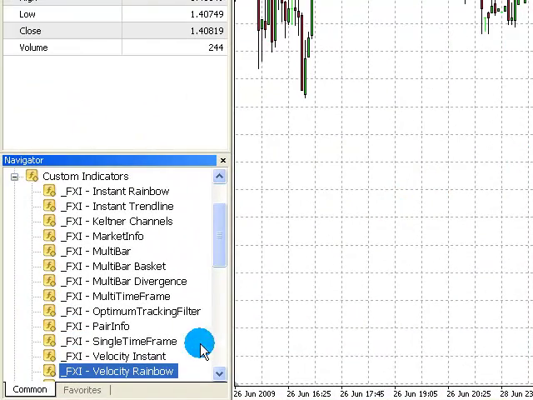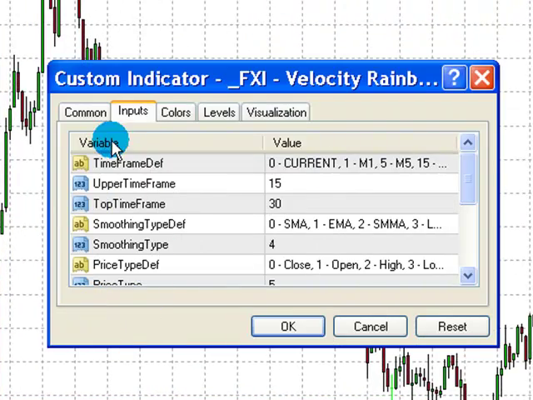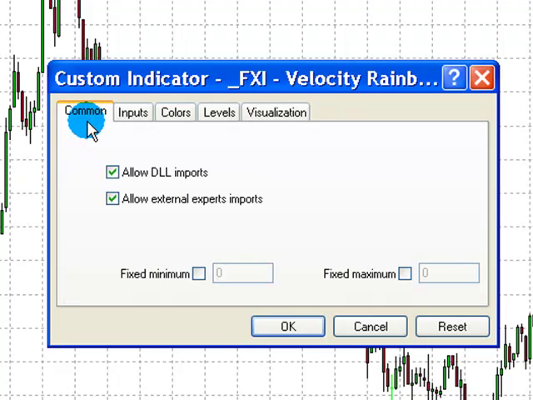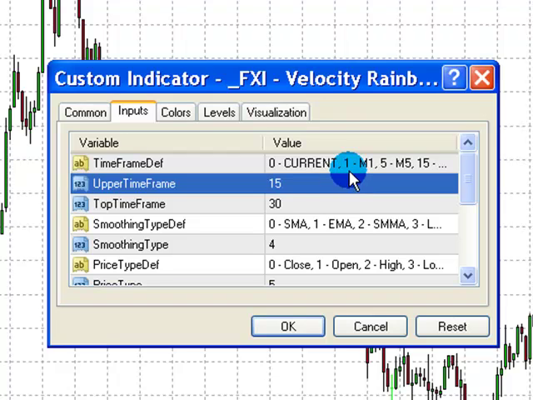So why don't we throw this on the chart, and we can walk you through the settings and what it looks like. Drag it to the chart, and you'll see that the inputs come up. We're going to move to the common tab so we can make sure that allow DLL imports is selected. All of our indicators and trading tools need allow DLL imports to be selected, so it is. And we'll move over to inputs, and we'll walk you through the settings here.